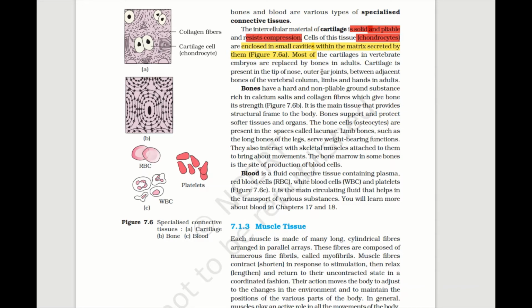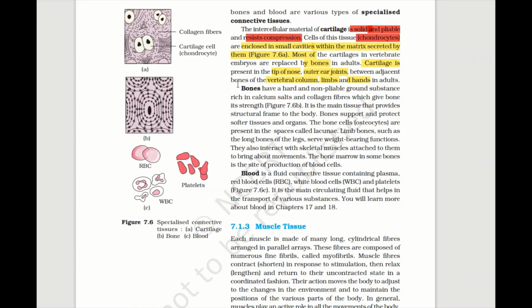In the embryo, the skeleton is generally made of cartilage, but later on it gets replaced by bones. Where is cartilage present? Cartilage is present in the tip of the nose, the outer ear, and joints, and in the adjacent bones of the vertebral column. Between each vertebra we have cartilage, and also between the limbs and hands. Cartilage is not as hard or strong as bone.